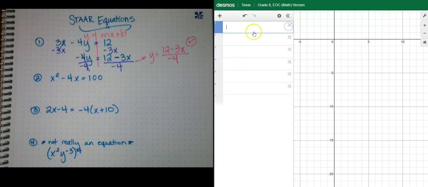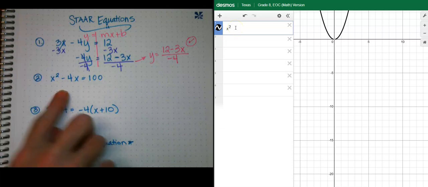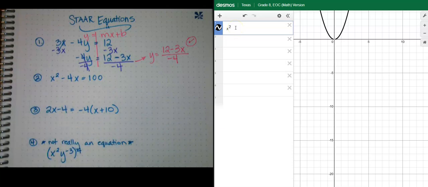Okay, the next kind is where, like this, we have x squared minus 4x equals 100. You can graph just x squared, but once you start putting in everything else, that equal sign is going to throw a wrench in your plans. Suddenly, it cannot graph that anymore. You can't graph with an equal sign right in the middle. What you can do is set this equal to 0 and then graph on your own.